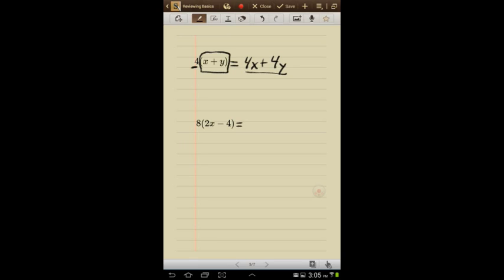8 times the 2x is 16x. Minus 8 times 4 is 32. Hopefully this looks familiar. A couple more pages of examples.